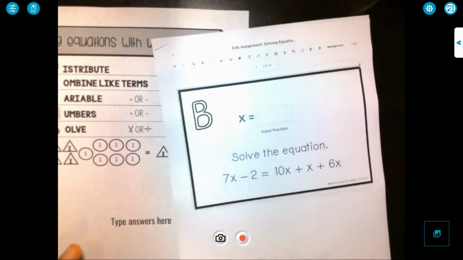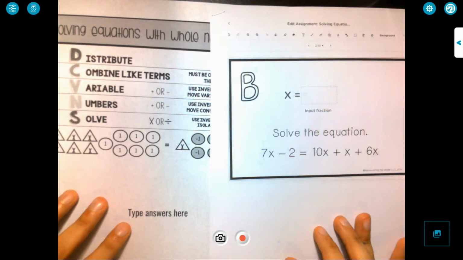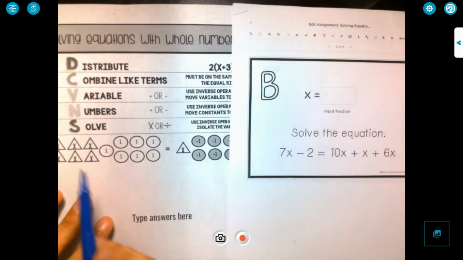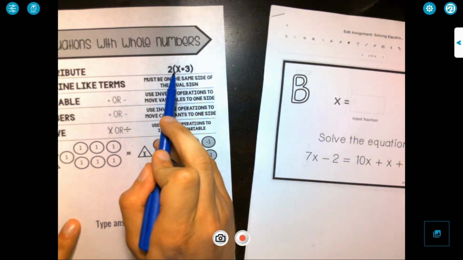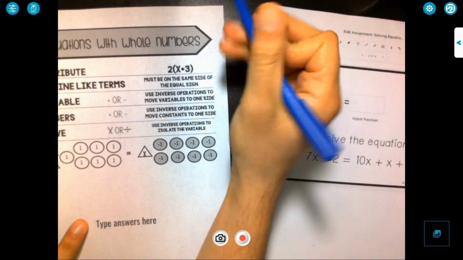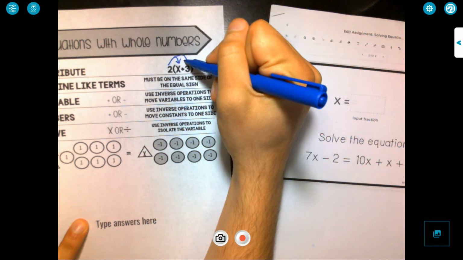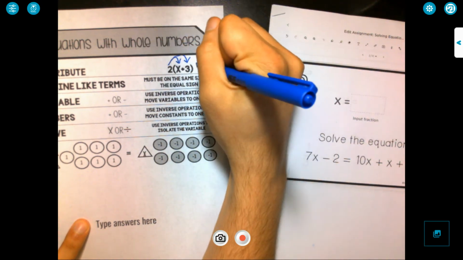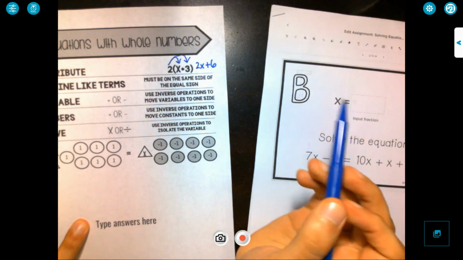So let's go ahead and go over B real quick. I'll get you started on B. First step is to distribute. Over here they have the example 2(x + 3). If you had parentheses, you would have to distribute this 2 to each term inside the parentheses. So this would become 2x + 6. When you distribute, you're multiplying.